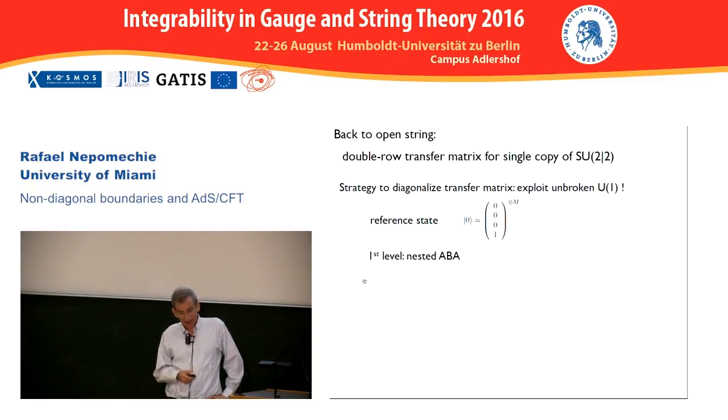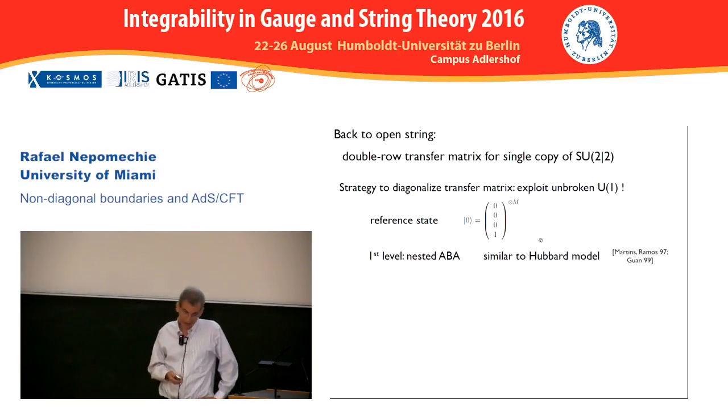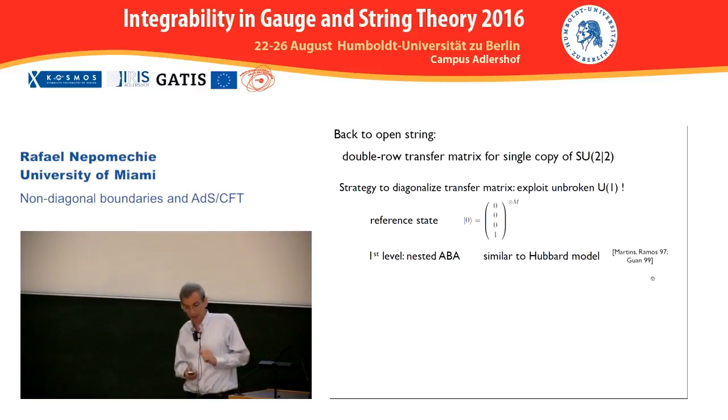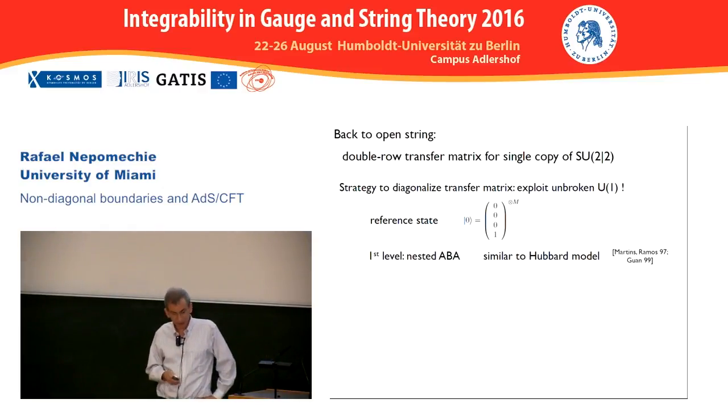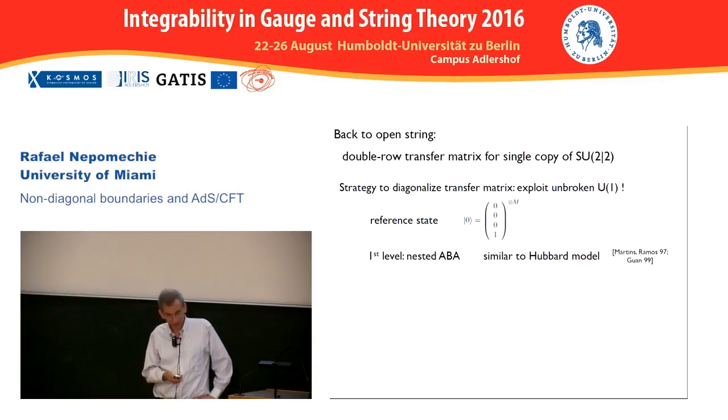And we can carry out the first level nested algebraic Bethe ansatz without any real problem. And that calculation is similar to the one for the Hubbard model. So that was done by Martins and Ramos for the periodic chain, and then by Guan for the open Hubbard model. So this is similar. Also, Galleas did a similar calculation for the open string with diagonal boundary conditions.